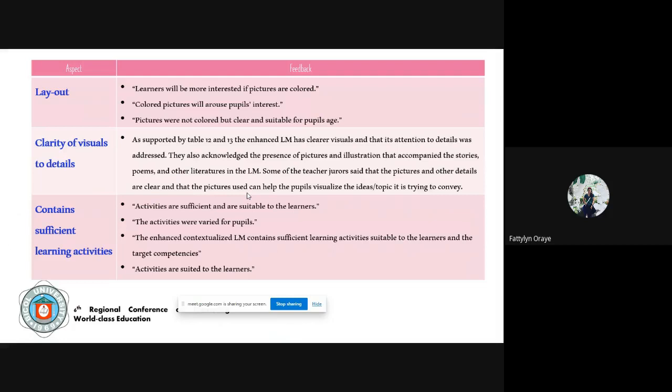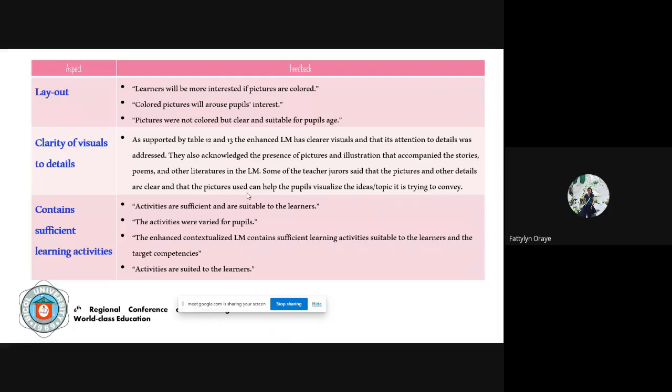Clarity of visuals to details. As supported by tables 12 and 13, the enhanced LM has clearer visuals and its attention to details was addressed. They also acknowledged the presence of pictures and illustrations that accompanied the stories, poems, and other literatures in the LM, since some stories in other literatures did not contain pictures or any visuals. Some teacher jurors said that the pictures and other details are clear and that the pictures used can help the pupils visualize the ideas and topics it is trying to convey, since grade 2 pupils, or the primary pupils, are very visual learners.